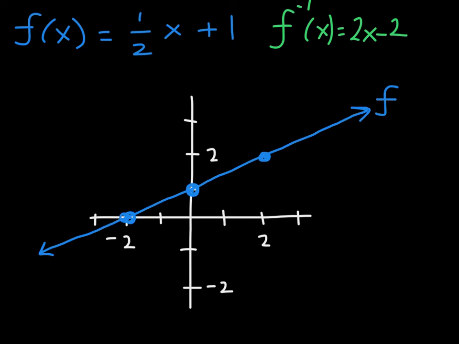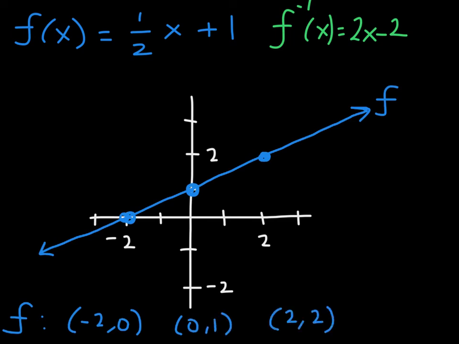Now, let us graph f inverse. Now watch this, please. Notice that these ordered pairs that belong to f are, now going from left to right, f has the following ordered pairs: (-2, 0). It also has (0, 1), and it has (2, 2).